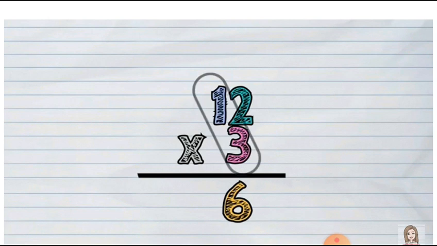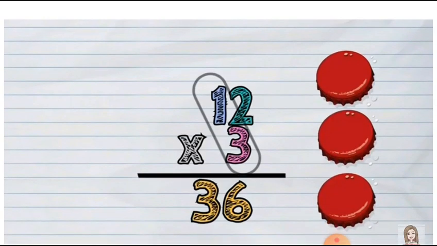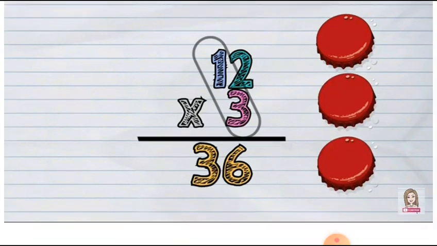Multiply the multiplier with the tens place digit. That is 3 into 1. So say the table of 3 up to 1. 3 ones are 3. So you can write here 3. So 12 into 3 is 36. The product is 36. Clear, children? Okay. Now this one also you have to copy it in your notebook.